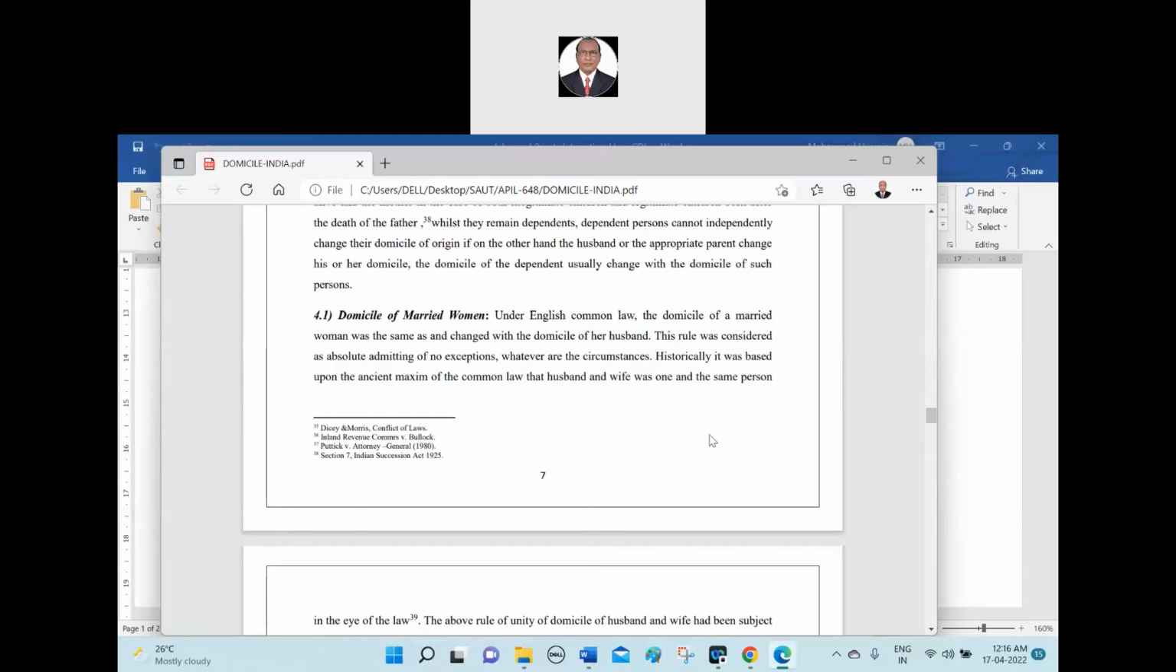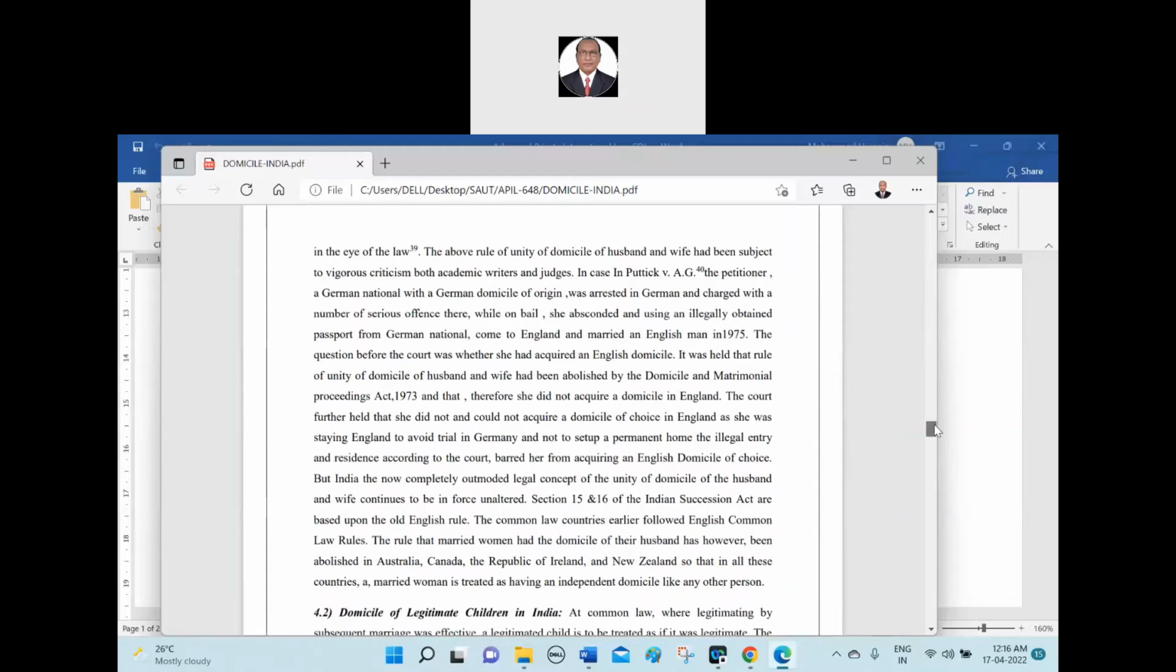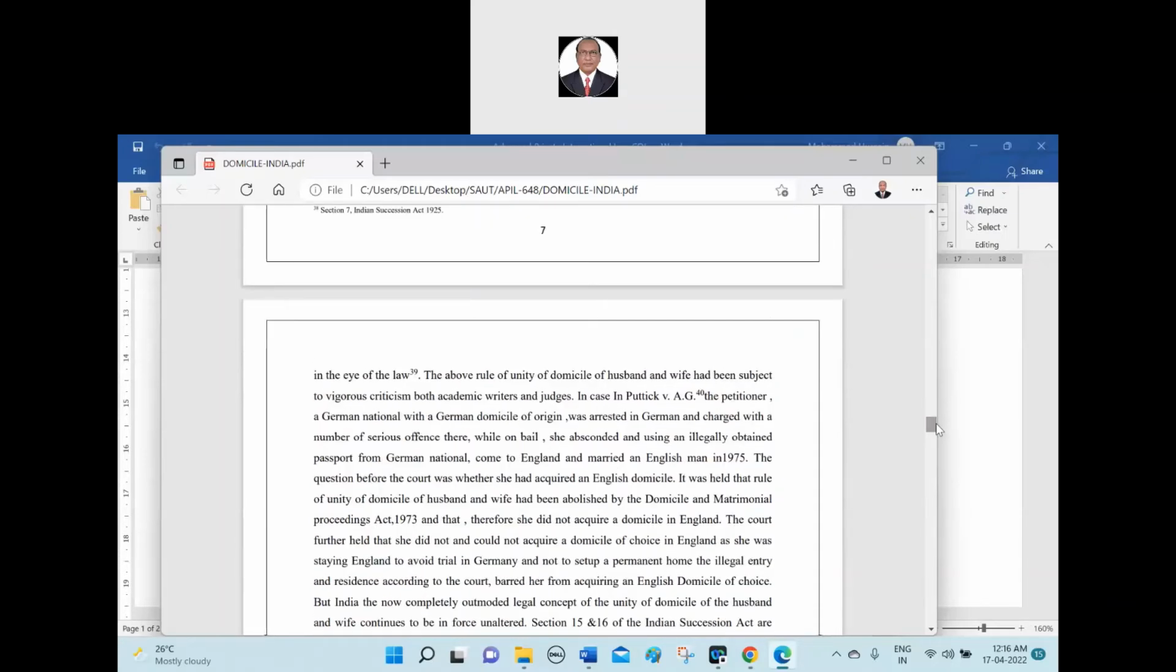So the rule was considered absolute, admitting no exceptions, whatever the circumstances. Historically, it was based upon the ancient maxim of the common law that the husband and wife were one and the same person. They are one entity, they say. In the eye of law, the rule of the unity of the domicile of husband and wife had been subject to vigorous criticism, from both academic writers and judges. Of course, they have their own way to make it out.